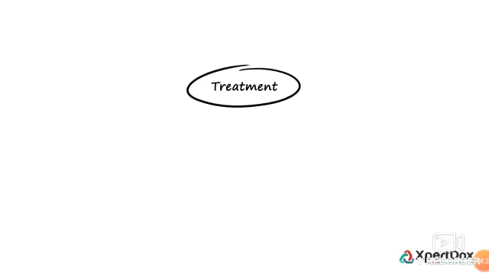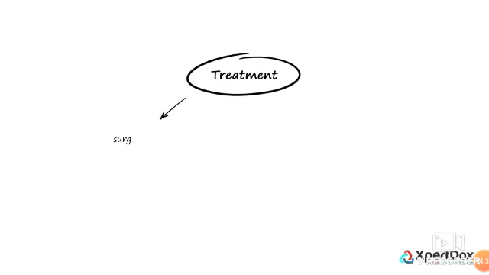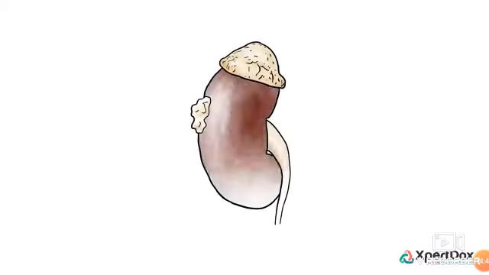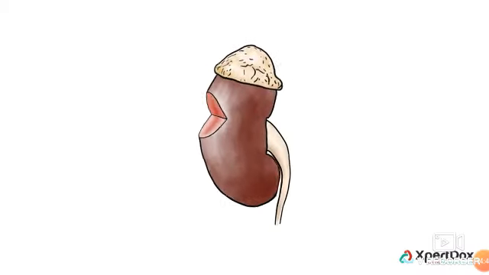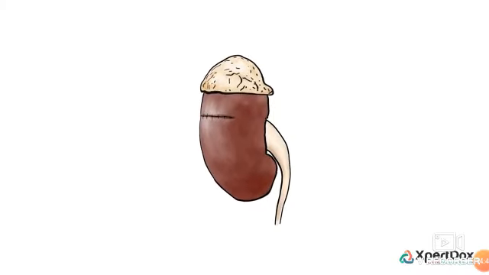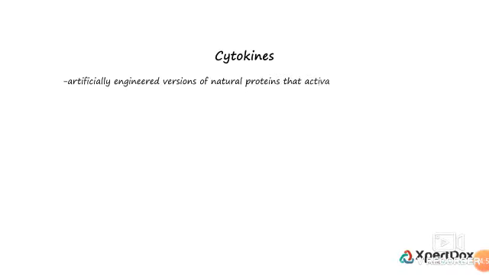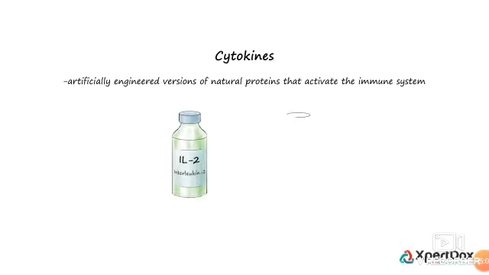The principal treatment options for renal cell carcinoma consist of surgery, immunotherapy, and targeted therapy. Partial or complete removal of the affected kidney is the standard treatment for localized renal cell carcinoma. Immunotherapy, or biologic therapy, works by boosting the body's immune system to help destroy cancer cells. Cytokines are the artificially engineered versions of natural proteins that activate the immune system, and the ones most often used to treat kidney cancer are interleukin 2 and interferon alpha.